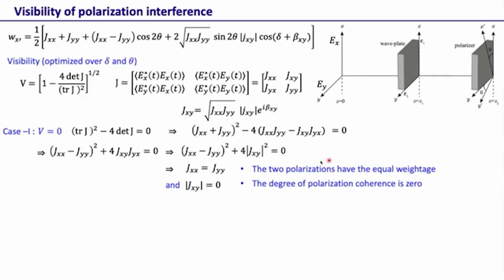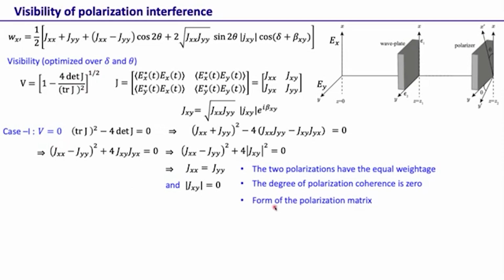So either we state this or we state this, this is equivalent. So if the visibility is 0, it means the two polarizations have equal weightage and the degree of polarization coherence is 0. And also if we have that the two polarizations have equal weightage and the degree of polarization coherence is 0, then we can be sure that this optimized visibility will be equal to 0.